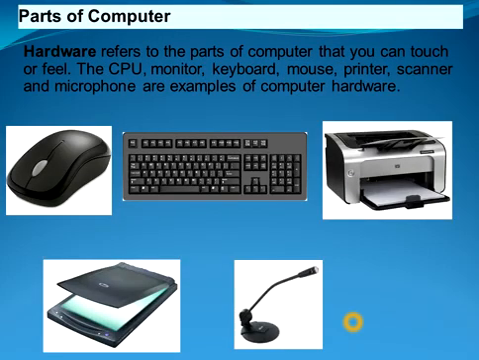Parts of a computer: mainly there are two parts of a computer, hardware and software. Hardware refers to the parts of a computer that you can touch or feel. The CPU, monitor, keyboard, mouse, printer, scanner and microphones are examples of computer hardware.